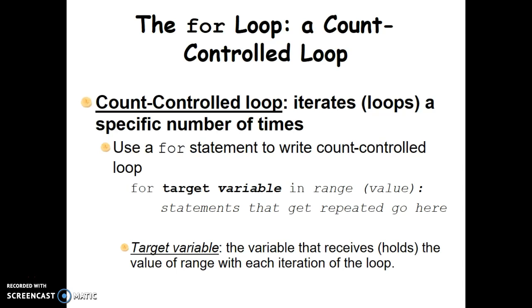We call a for loop a count-controlled loop. And this means that the loop iterates a specific number of times. The general for statement is, as it looks on this slide, you have the word for, and then you have this target variable. And then you want to say in range, and in parentheses, you put a specific value or values, as we're going to see in the next few slides. And then we have our colon, and then inside of the for loop that is indented, we've got the statements that are going to get repeated over and over again in the loop.